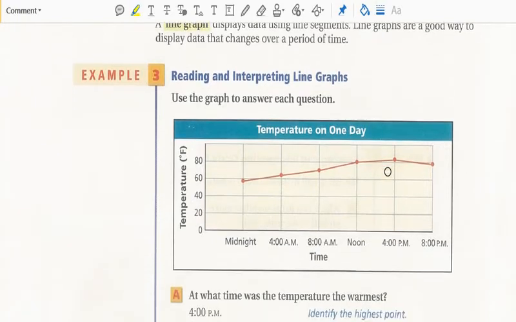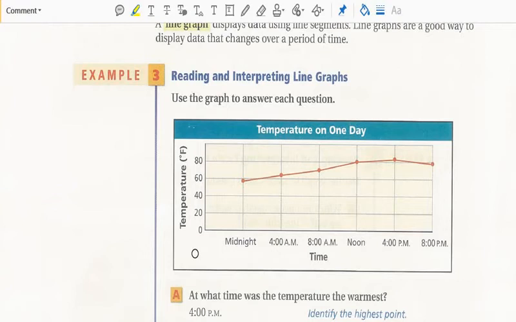I have the temperature in Fahrenheit over one day, and we have different times: at midnight, 4 a.m., 8 a.m., noon, 4 p.m., 8 p.m. Okay, and we have degrees: 20, 40, 60, 80, and so on. Alright? At what time was the temperature the warmest?